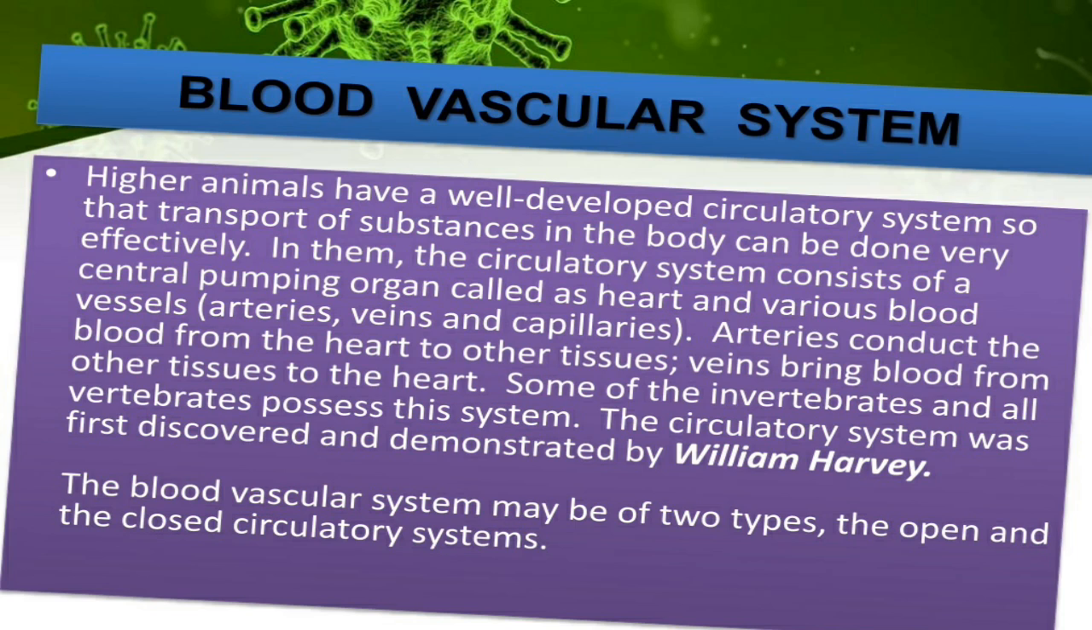The blood vascular system may be of two types, the open and closed circulatory system. In open circulatory system, blood is not confined within the blood vessels, rather it is poured directly in the body cavity, as in the case of lower group of organisms like insects having the open type of circulatory system. Some limitations are there in the open type of blood vascular system. The flow of blood or the circulation of blood is very slow in comparison to the closed circulatory system.